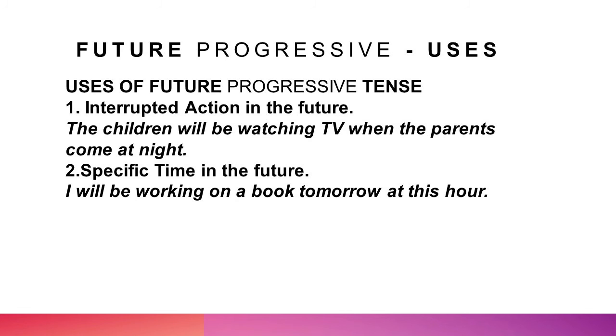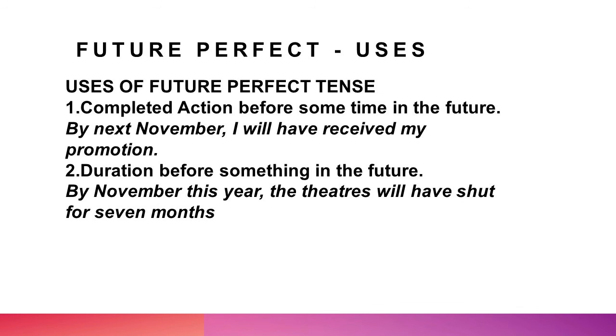Or to specify a time in the future. I'll be working on a book tomorrow at this hour. So you know that continuous tenses or progressive tenses are always used to specify a particular time, whether it is past, present or future. So that is a use case for future progressive tense.